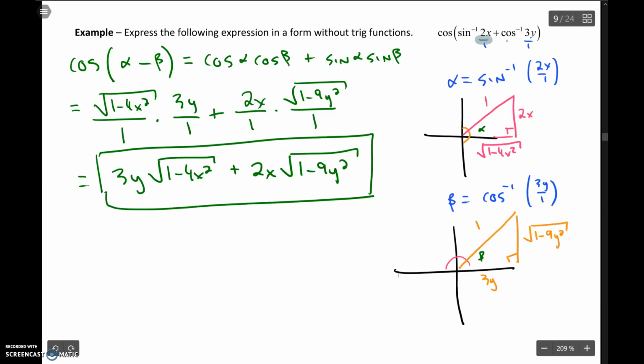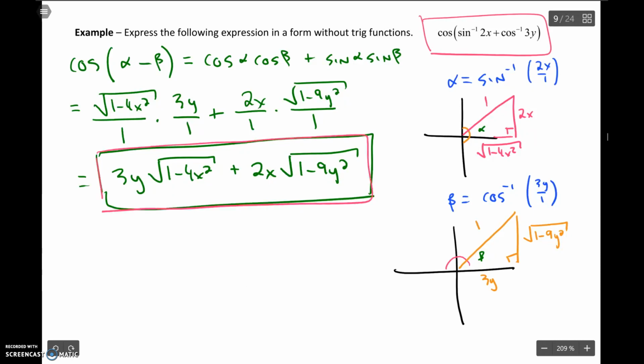I wish I could show it to you a little more gracefully somehow. Maybe I'll pause the video and try to figure out a clever way to do it. But basically what I'm telling you is this expression is exactly the same as this expression. This one's got trig in it, this one does not.